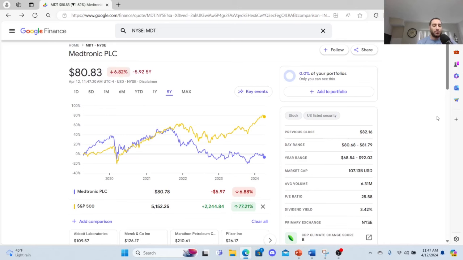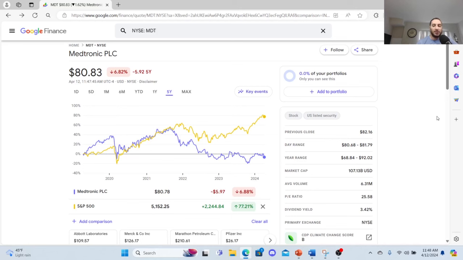Sitting at 83, not doing too hot against the S&P 500 since 2021, 2022. So it was time to buy it, and its schedule is really good. Dividend yield 3.42%, a PE ratio of 25.58, average volume 6.31 million. The market cap is 107.13 billion US dollars. Year range is 68.84 to 92.02.